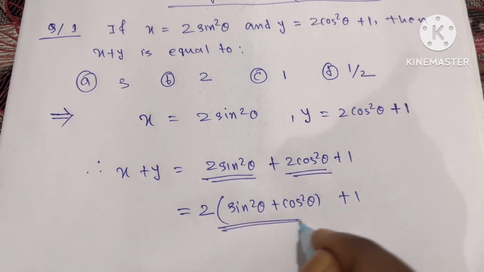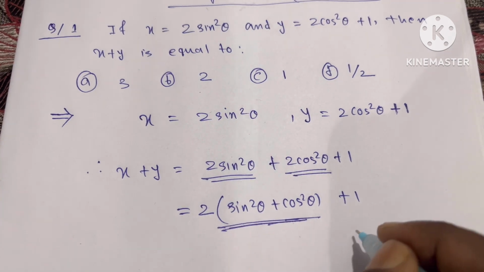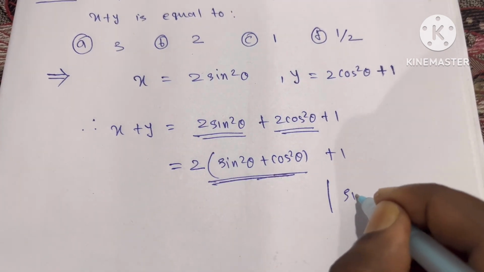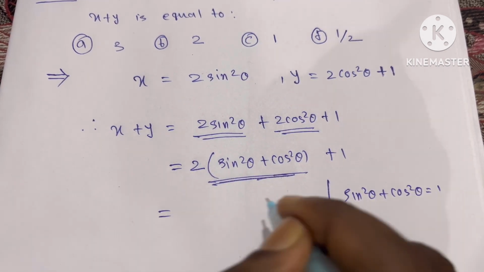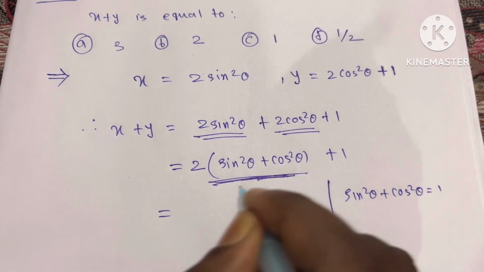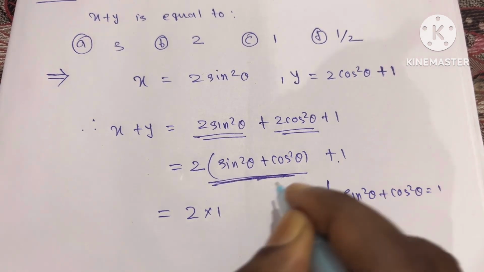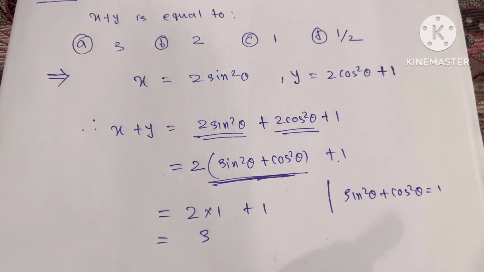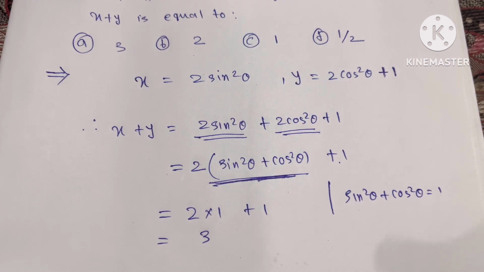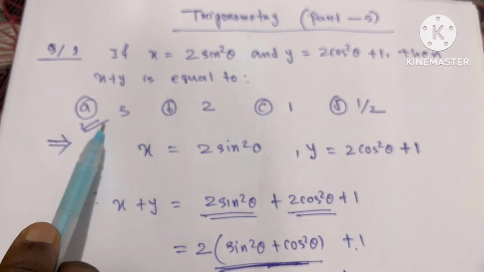And this is nothing but trigonometric identity 1, because as you know, sin square theta plus cos square theta is equal to 1. So in place of sin square theta plus cos square theta, we can put 1. That means 2 into 1 plus 1. 2 ones are 2, and 2 plus 1 is 3. So this is very simple. Which option will be correct? Option A is correct because option A is equal to 3. Right? So thank you.